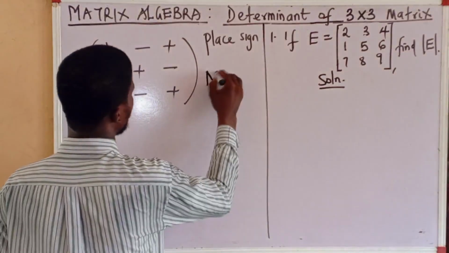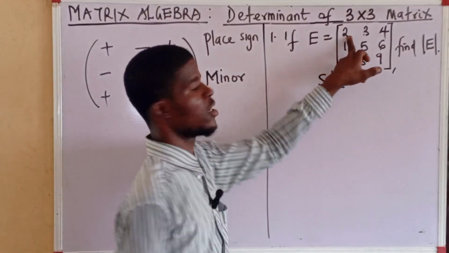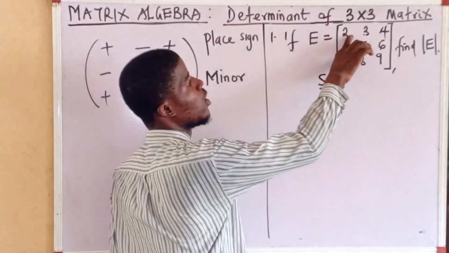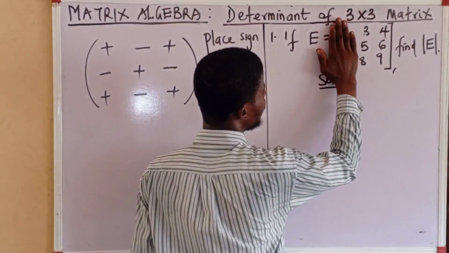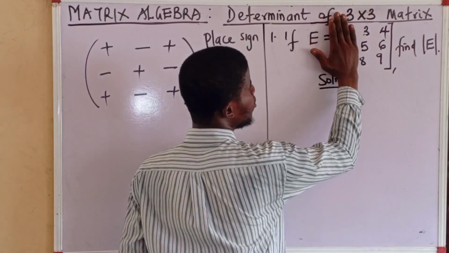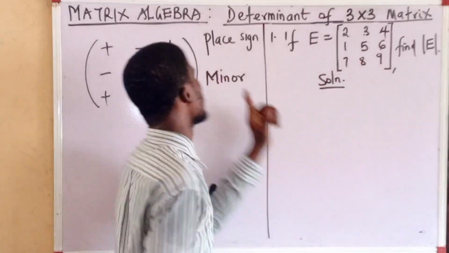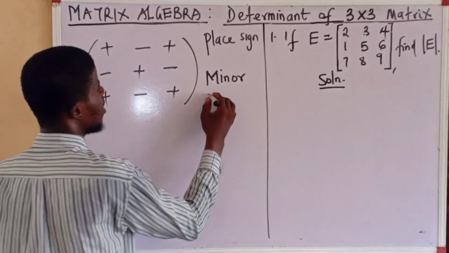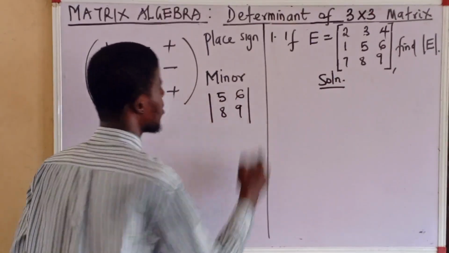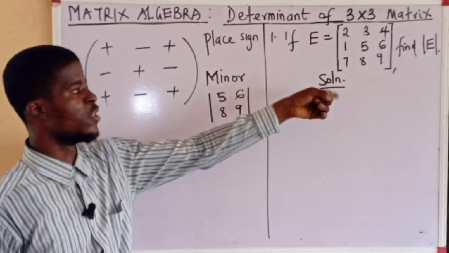There's what we call a minor. Look at it. You see this first element that is here, the first number, 2. If I want to obtain the minor of 2, I will close up this entire column of 2. I will close the entire row of 2. 2 is in this column, so I'll close it up. 2 is in this row, I'll close it up. What I'm having now is 5, 6, 8, 9. The minor of this element 2 is the determinant of that 5, 6, 8, 9. You are going to make use of this concept to find the determinant of this matrix.